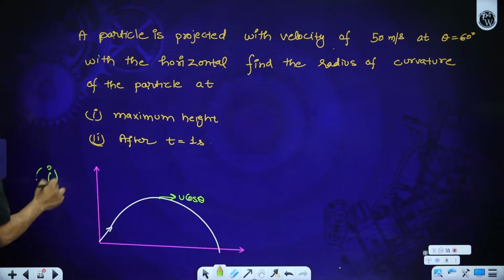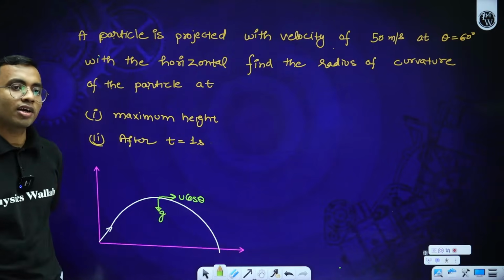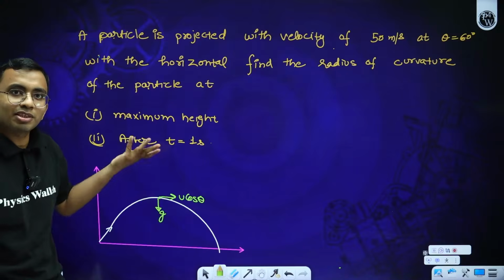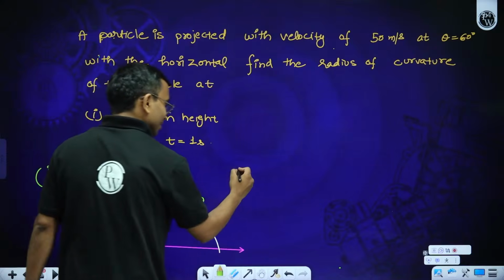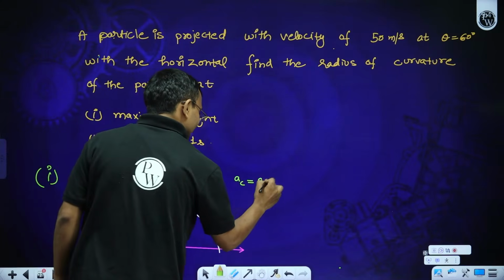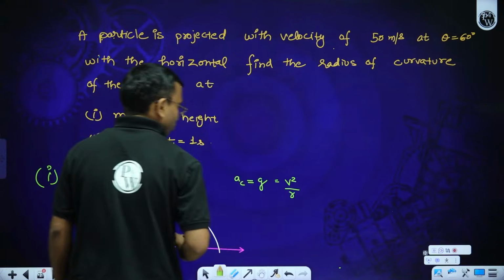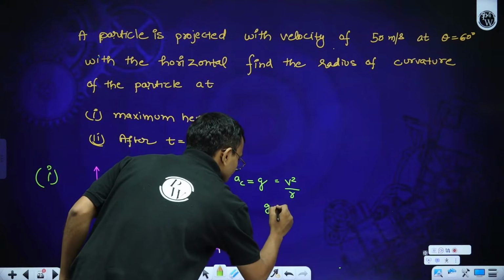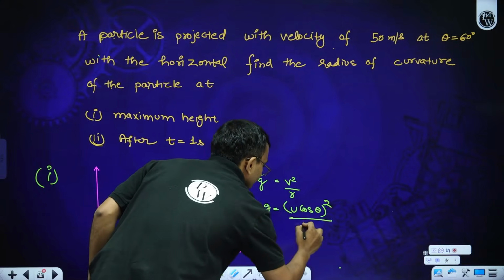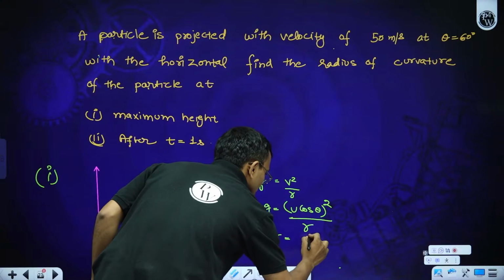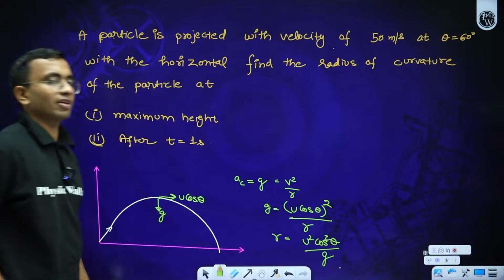What is the acceleration? Acceleration is in the downward direction. What is the component of acceleration perpendicular to velocity? That means the centripetal acceleration, that is g only. At this instant, a centripetal is equal to g, that is equal to v square by r. What is v? u cos theta. So g equals (u cos theta) square by r. So the radius of curvature comes out to be u square cos square theta by g. This is the radius of curvature.